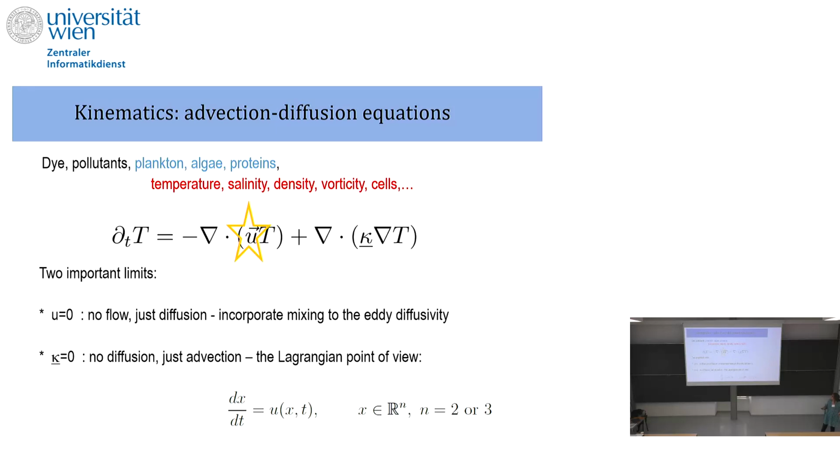The other limit is to say, let us forget about the diffusion altogether and think about the advection. So this is when you take no diffusion and look at the Lagrangian point of view. The Lagrangian point of view says that if there is no diffusion, my temperature field is just moving with the flow. And therefore, if I know the particle path of this ODE, I know how the field is going to move around.